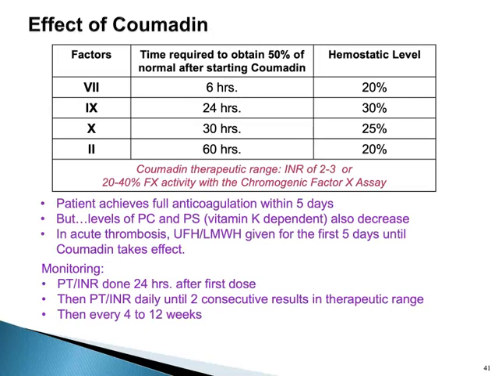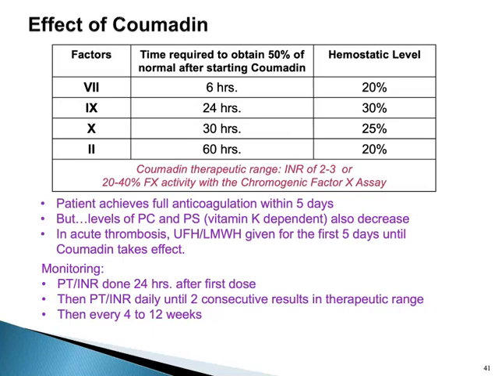Okay, so here are the time required to obtain about 50% of normal after starting coumadin. So basically, at about 6 hours after starting coumadin, factor 7 will be decreased to about 20%. In 24 hours, factor 9 about 30%. In 30 hours, factor 10 at 25%. In 60 hours, prothrombin at about 20%. So the coumadin therapeutic range, what we want is an INR of 2 to 3. Or if we're using the factor 10 activity chromogenic assay, then we want it to be at 20 to 40%.